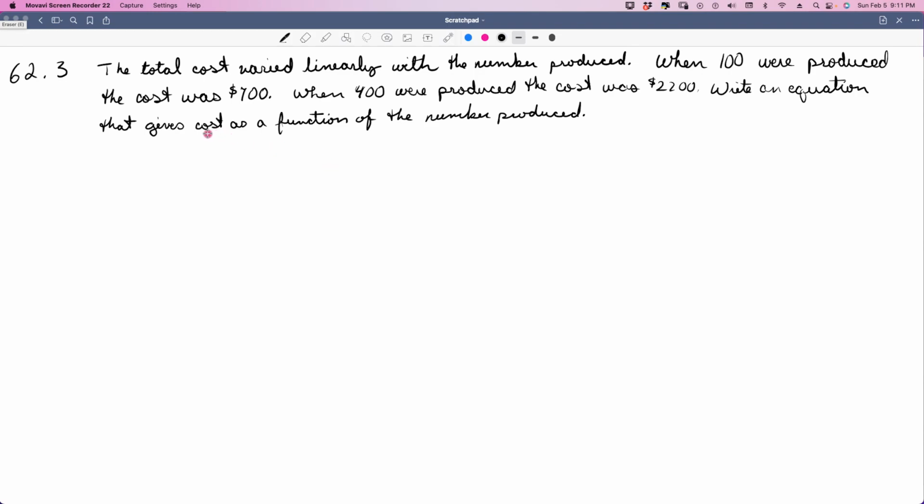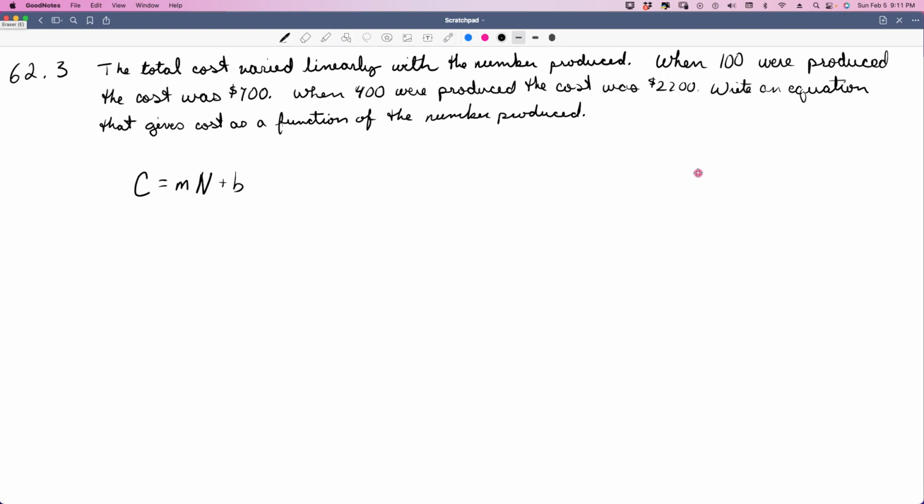So we know whenever we say that thing is as a function, that's our y term. So cost is our y term. So we're going to say C for our y term, and then M is our slope, and then the number produced is going to be our x term plus B. There's our linear equation that's going to be the format that we use for the data that we're given.